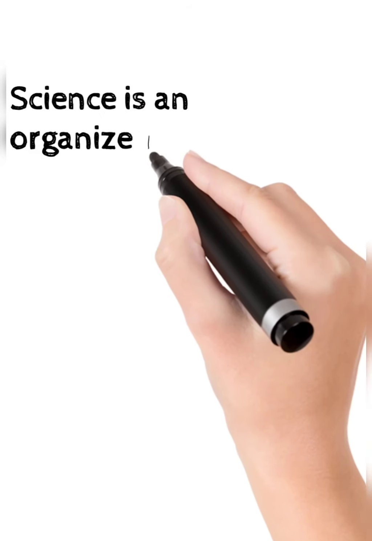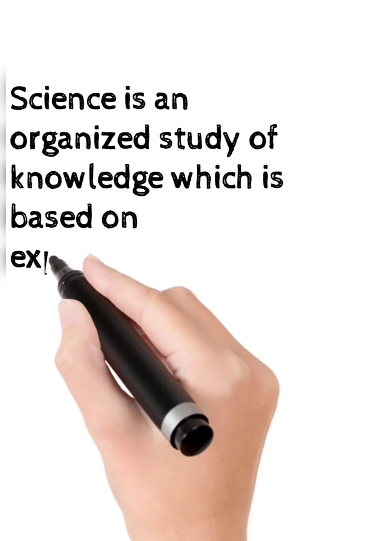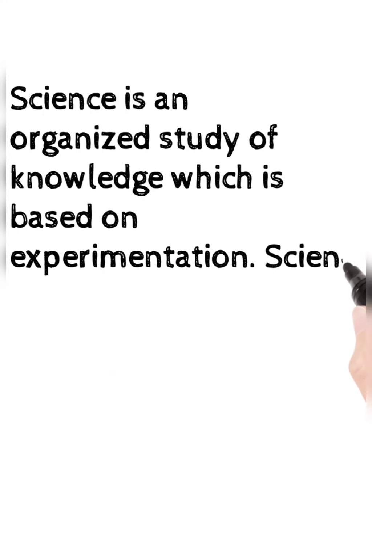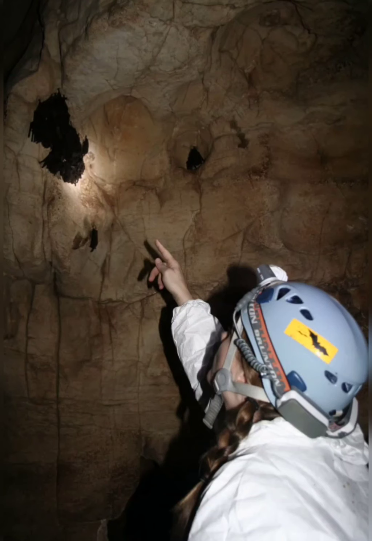See, basically science is an organized study of knowledge which is based on experimentation. Science is even a tool for searching the truths of our nature. And we can even say that science is the way to explore the world. Now let us consider some of the examples.